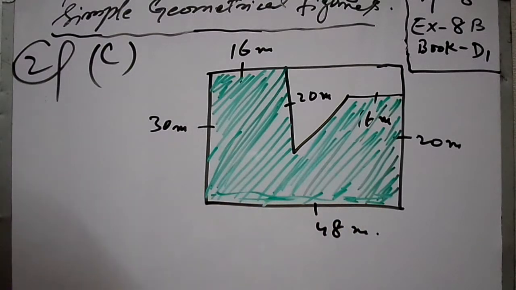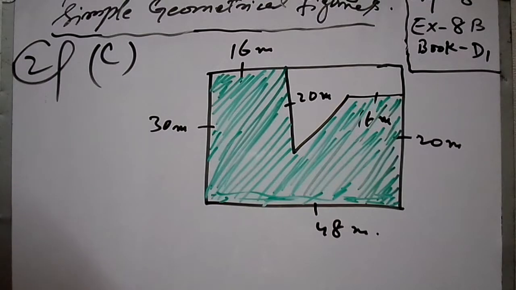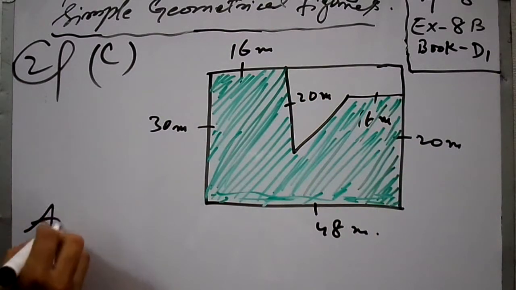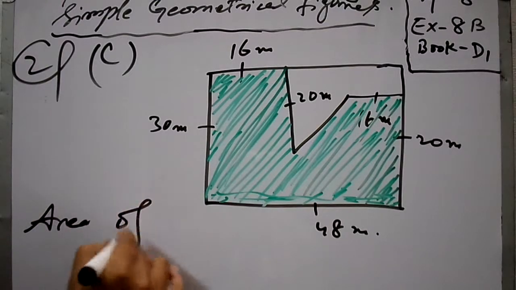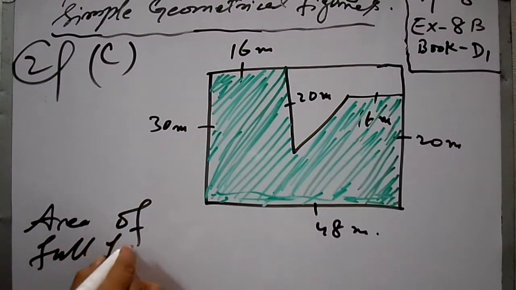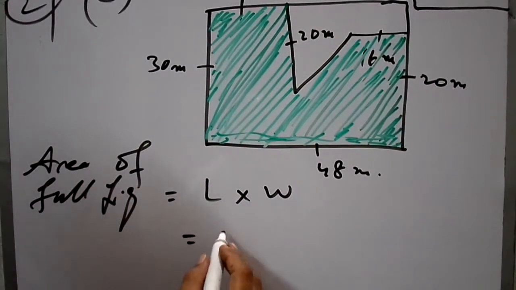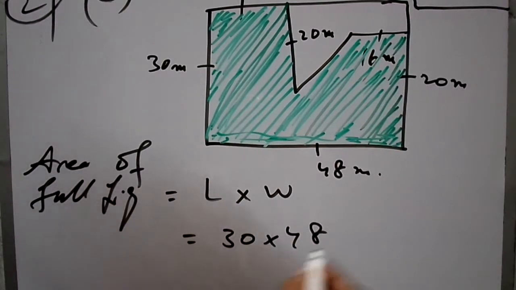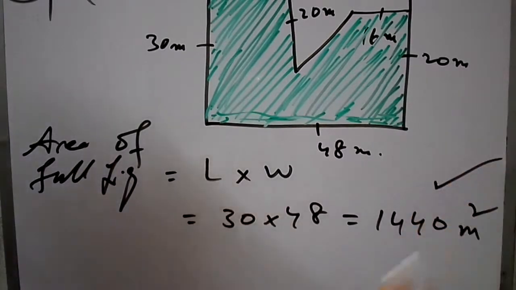Okay, that is your shaded portion. Now you have to find, first of all, the area of the full figure, that is a rectangle. Area of full figure is equal to length into width. So you will get 30 into 48, so you will get 1440 meter square. That is the area of the full figure.